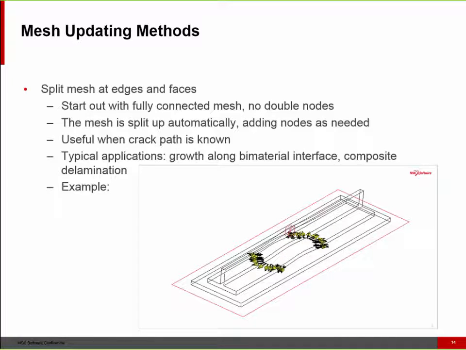In the second method, when the crack grows, we split the mesh at the element faces and edges. Of course, that requires the mesh to be aligned with the crack growth path. It is useful for delamination and some special crack growth problems, such as type 1 growth along a specific plane.